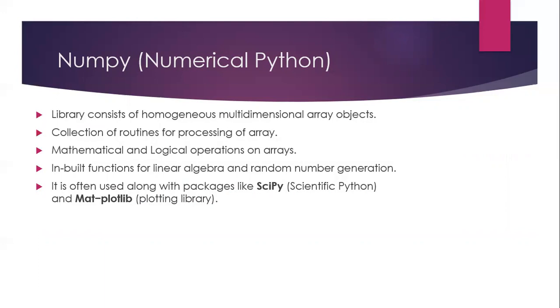So, the NumPy library consists of homogeneous multi-dimensional array objects, and it is a collection of routines for processing arrays. Developers perform mathematical and logical operations on arrays. There are a huge number of built-in functions for linear algebra and random number generation. And it is often used along with the SciPy and Matplotlib libraries.